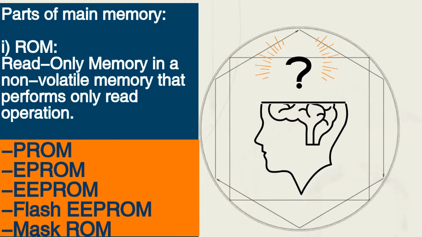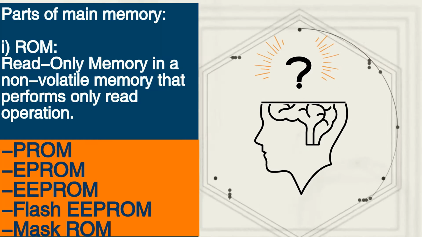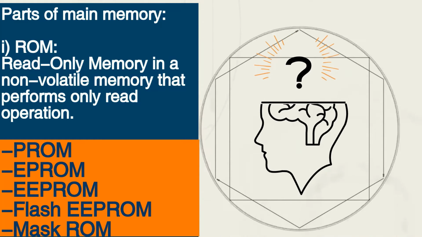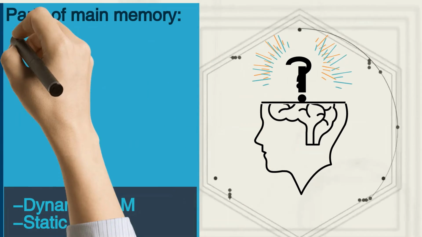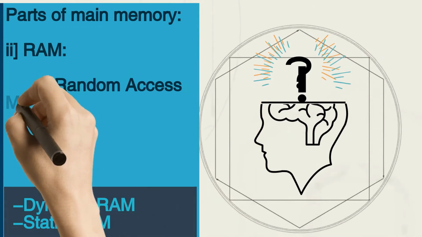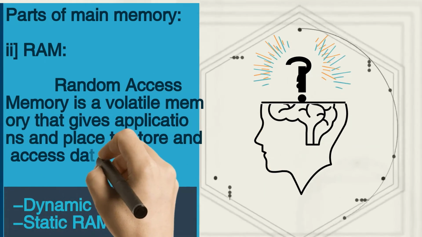Now let's see about parts of main memory. Read-only memory is a non-volatile memory that performs only read operations. It could be PROM, EPROM, etc. Random access memory is a volatile memory that gives applications a place to store and access data. It could be dynamic RAM or static RAM.